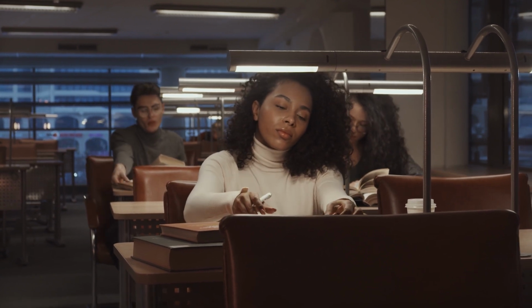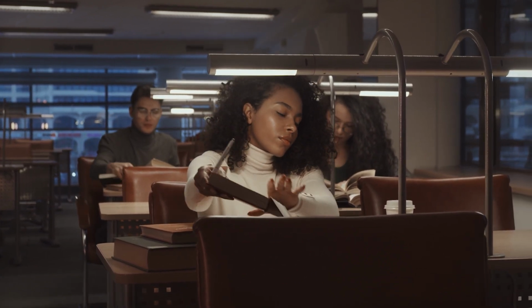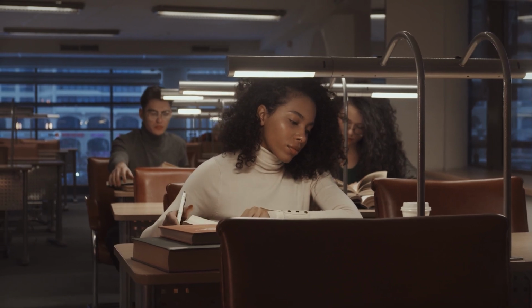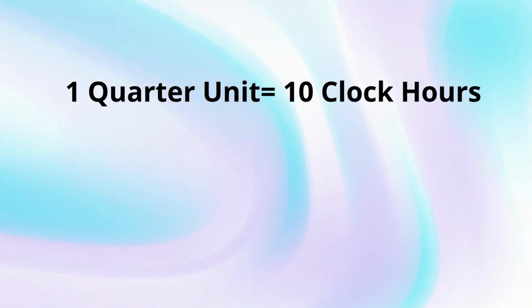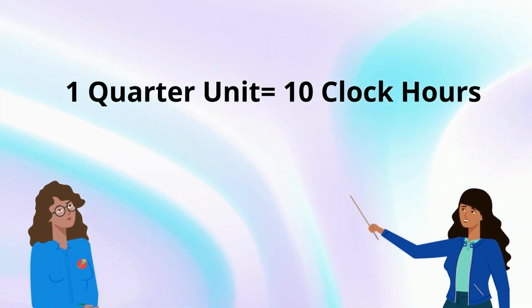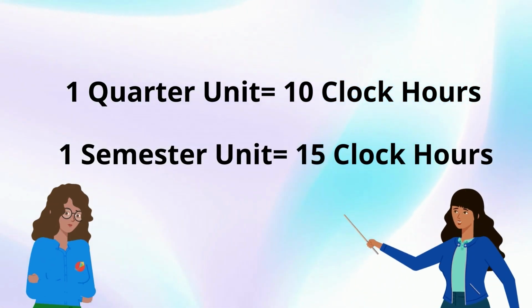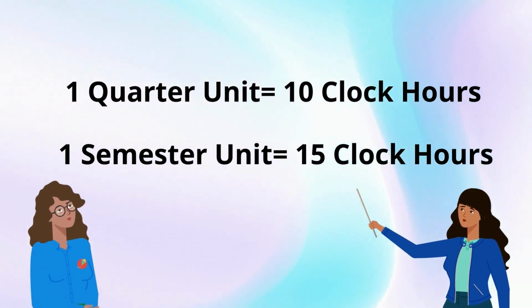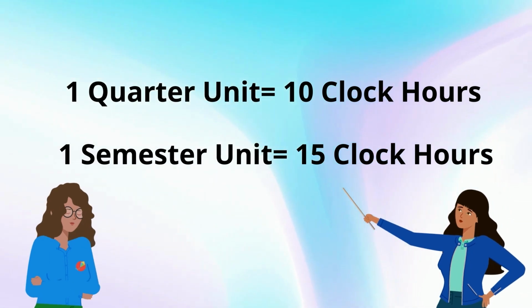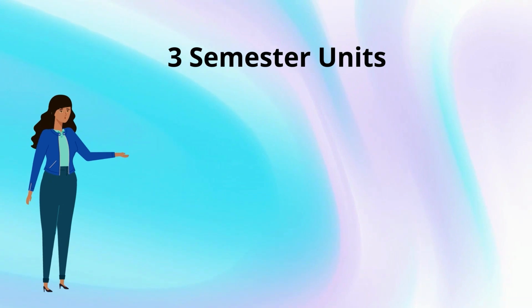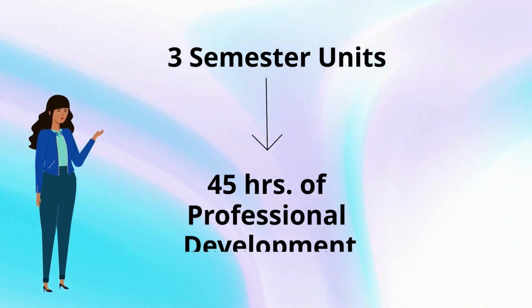To calculate how many coursework hours count toward professional development, you need to determine if your course was calculated in quarter units or semester units. 1 quarter unit equals 10 clock hours. 1 semester unit equals 15 clock hours. For example, if your completed class is equal to 3 semester units, then you will get 45 hours of professional development credit.